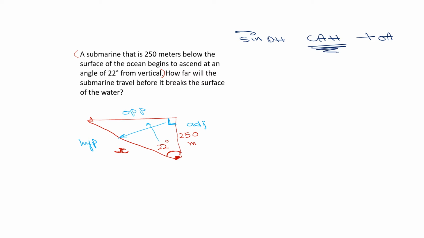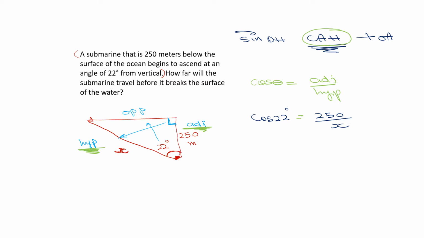According to our situation, we have information about the adjacent and we want to find the hypotenuse. The adjacent and hypotenuse relationship can be given by cosine theta. So we will write here cosine theta is equal to adjacent over hypotenuse. Now replace adjacent by 250 meters and hypotenuse by x, and over here write cosine and theta equals 22 degrees.